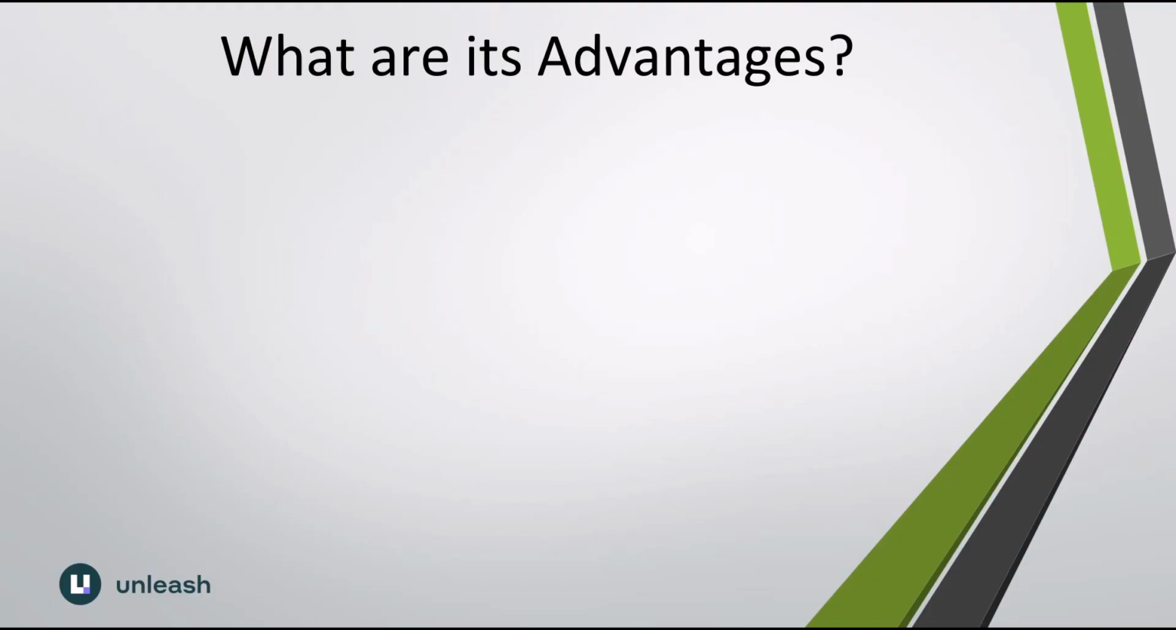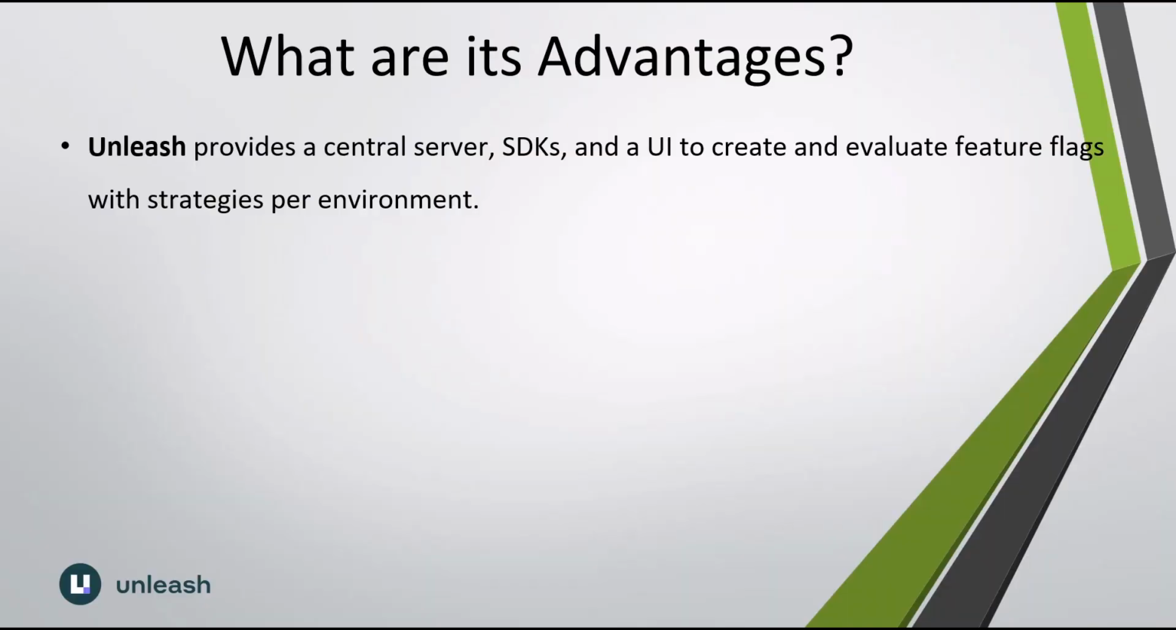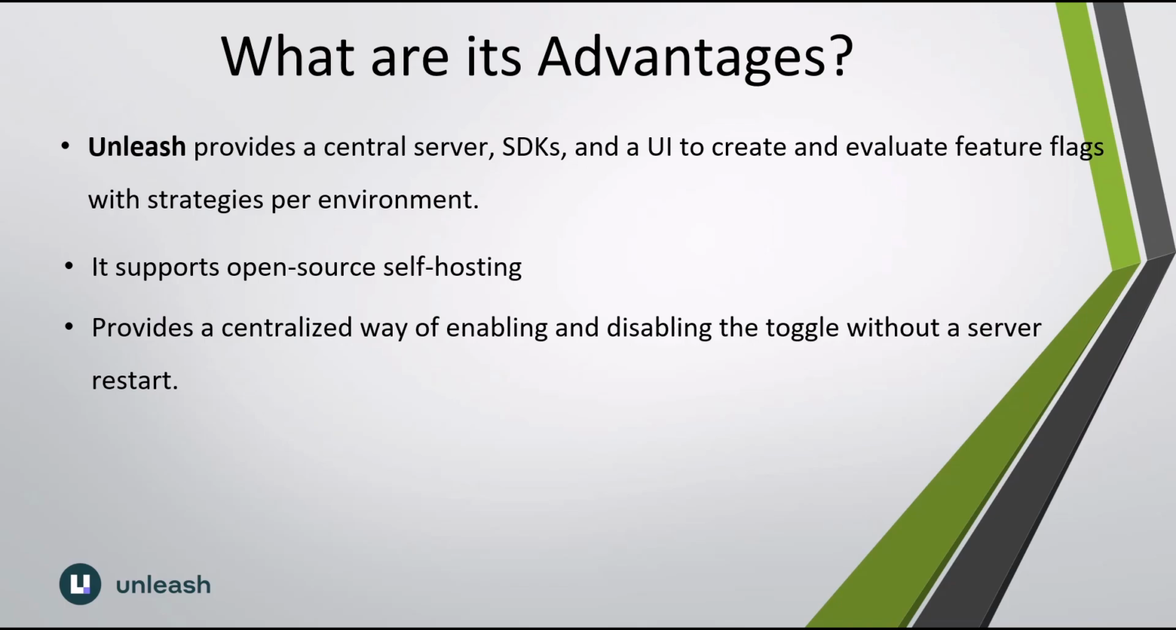What are the advantages of this framework? Unleash provides a central server, SDKs, and UI to create and evaluate feature flags with strategies per environment. It supports open source self-hosting. It provides a centralized way of enabling and disabling the toggles without a server restart. And it provides SDKs for multiple platforms.